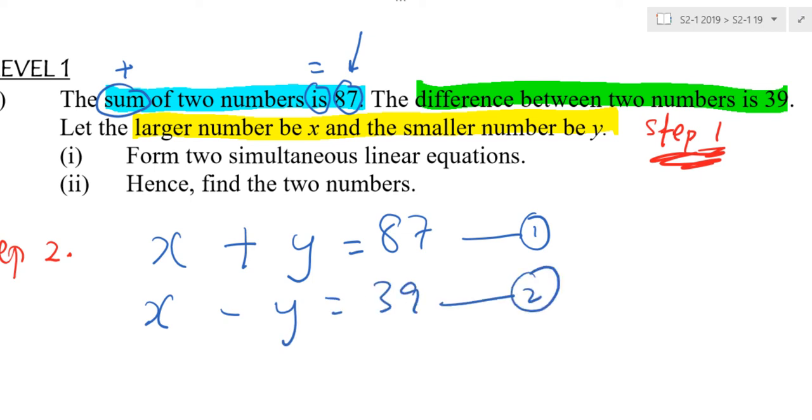Is this very clear? Now next, I want to find the two numbers. Do you know this is the answer for part 1 already? This is the answer for part 1. Like that, right? You got 2 marks. Simple, right? The first part is easy, form 2 simultaneous equations. Next one, hence find the two numbers.